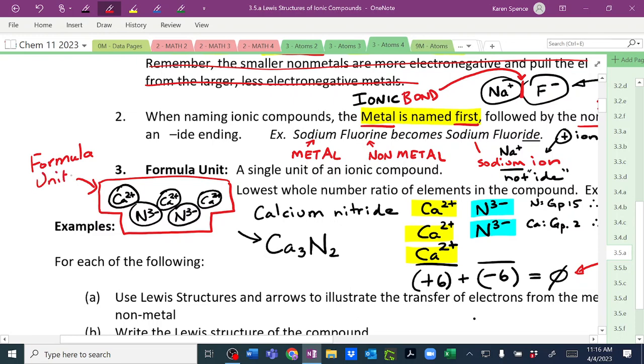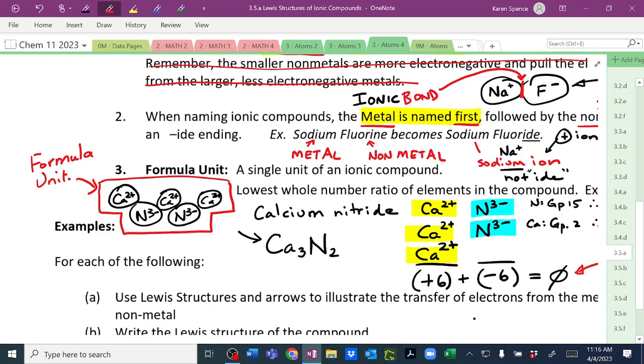Heaven help us if we wanted to draw the crystal lattice for this thing. Okay, it's not tidy. It's not like sodium chloride, sodium chloride, sodium chloride. It's a more complex structure. You will never have to draw a crystal lattice for a non-one-to-one compound. Okay, it just gets too icky too fast.